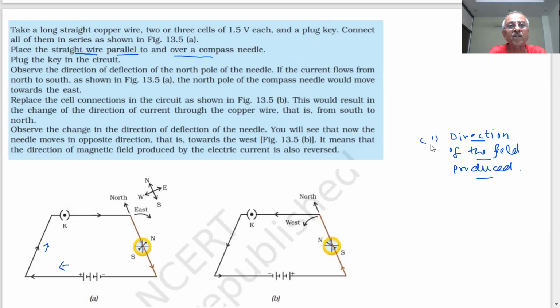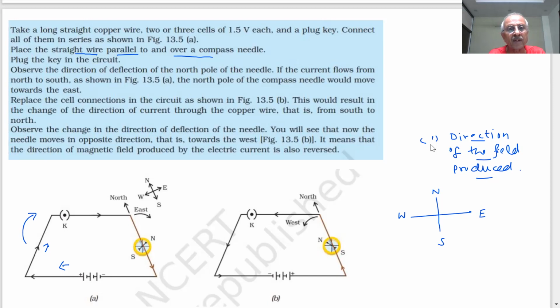Now you observe the direction of the deflection of the north pole of the needle. You can see this is a compass needle, with north, south, east and west. In which direction will the north pole of the compass move? The current is moving in this direction, according to the battery which we have attached.